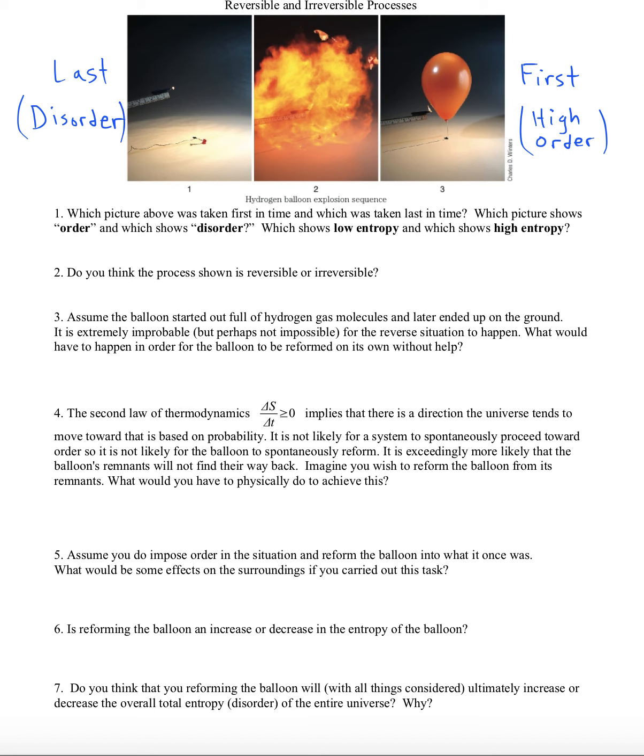Which picture shows low entropy and which one shows high entropy? Well, the second law of thermodynamics implies that entropy increases as time goes on. So this one is actually low entropy, and this one would be higher entropy. The second law of thermodynamics says that systems will proceed from low entropy to high entropy if those systems are isolated.